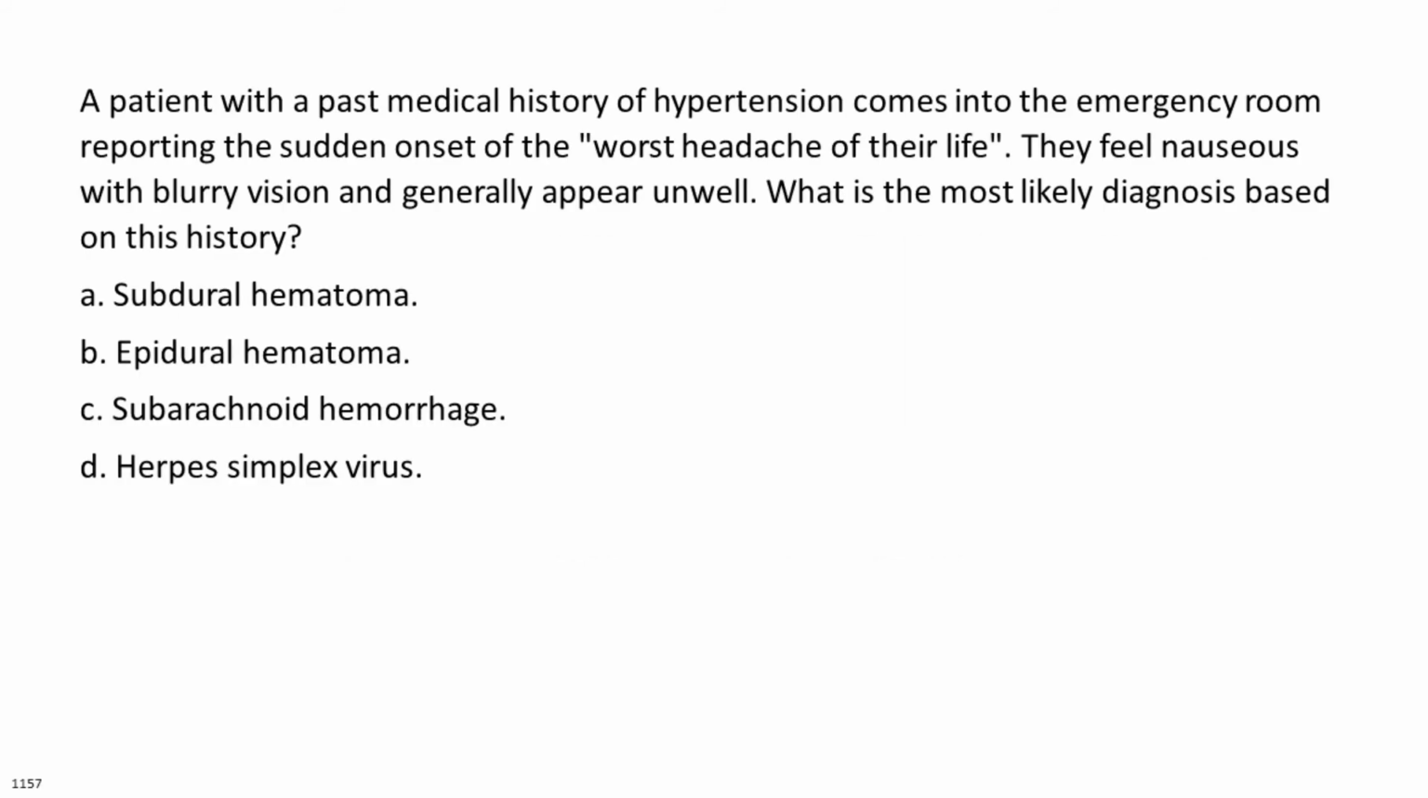A patient with a past medical history of hypertension comes into the emergency room reporting the sudden onset of the worst headache of their life. They feel nauseous with blurry vision and generally appear unwell. What is the most likely diagnosis based on this history? A. Subdural hematoma. B. Epidural hematoma. C. Subarachnoid hemorrhage. D. Herpes simplex virus.